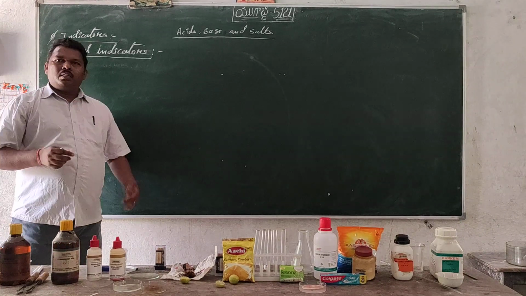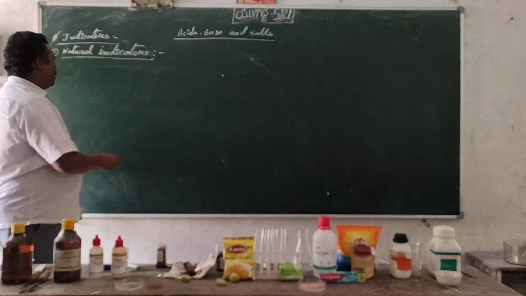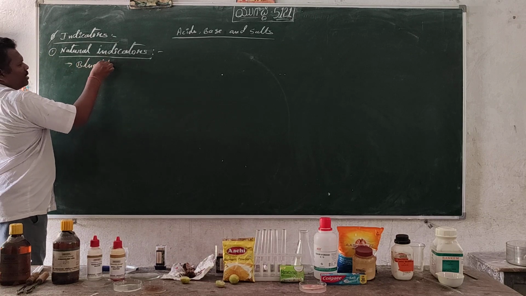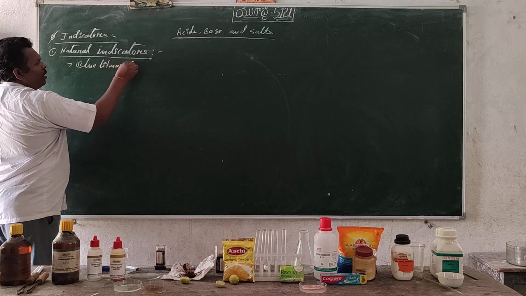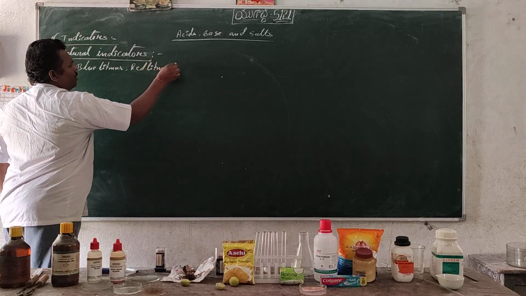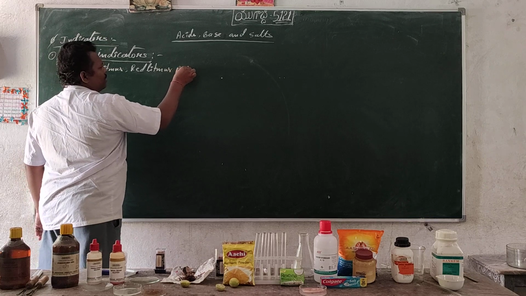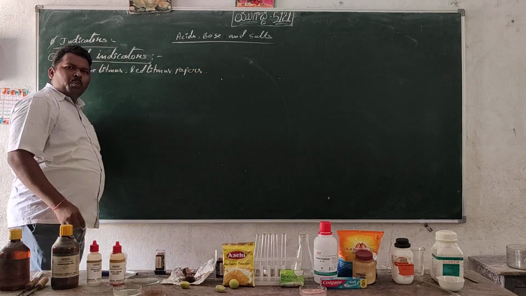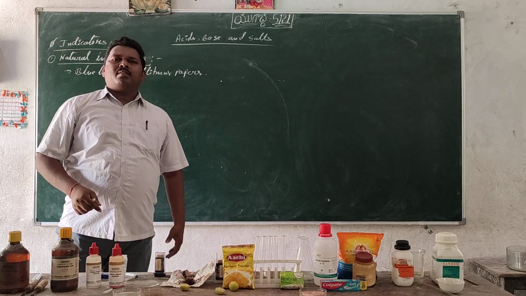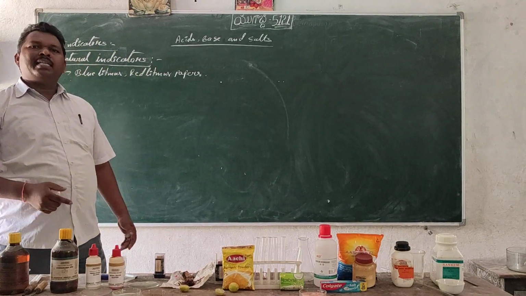Natural indicators. There are blue litmus and red litmus papers. Blue litmus and red litmus papers are the dry extracted solution from the lichen tree.